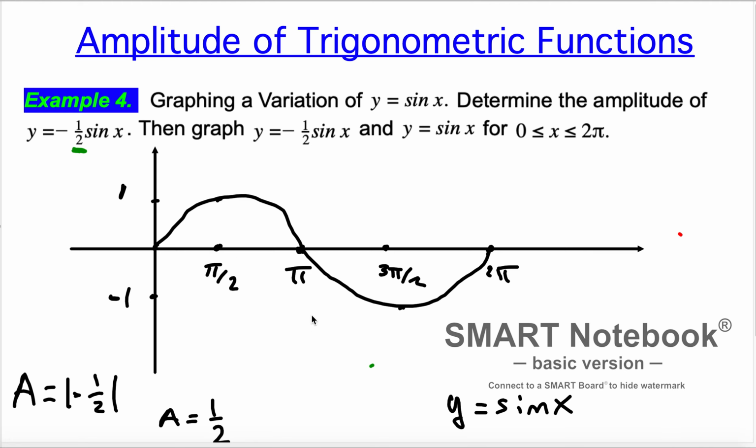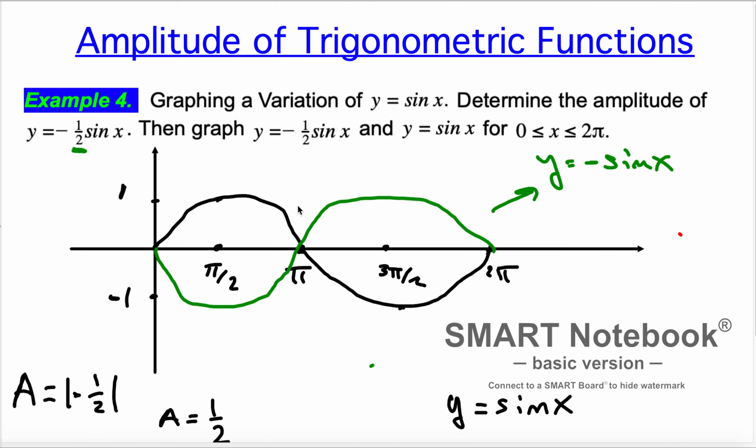So now if we want to sketch the graph of the function y is equal to minus 1.5 sine x, first of all, there is a minus here, but let's first find the function y is equal to minus sine x. The function y equals minus sine x is a reflection over the x-axis of the parent function y is equal to sine x. And the reflection of this function over the x-axis is going to be this way. So this is this function y.